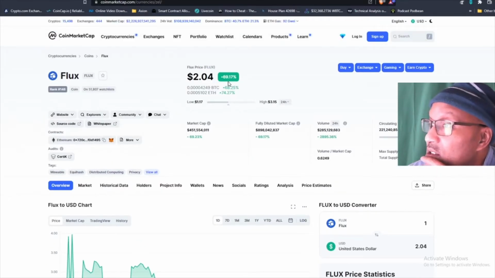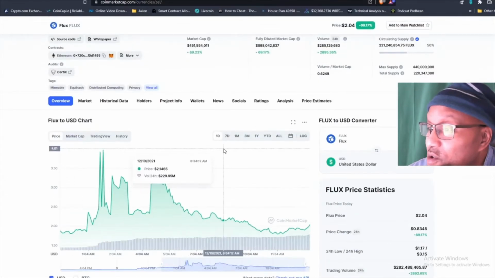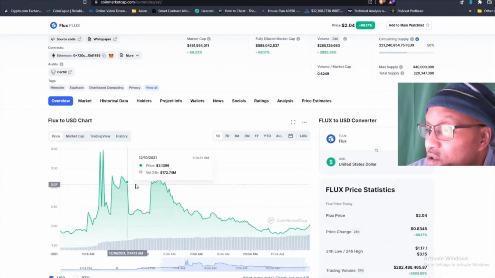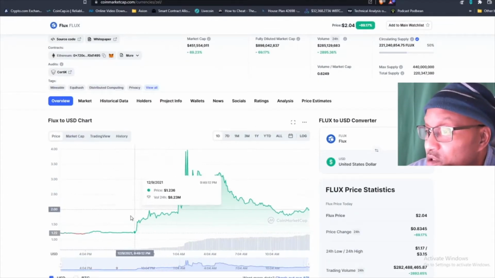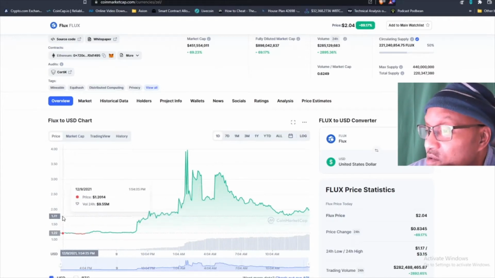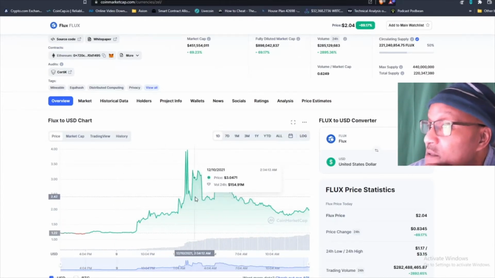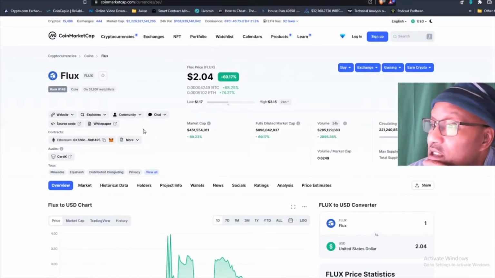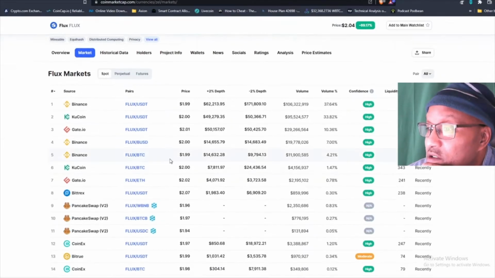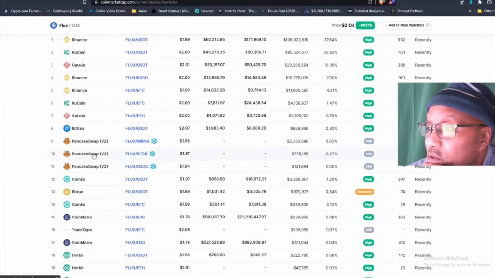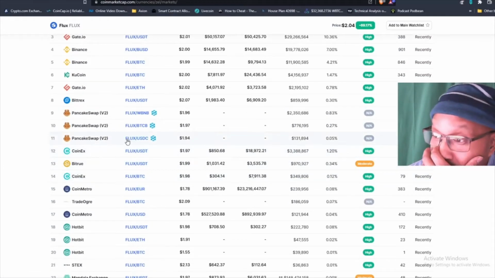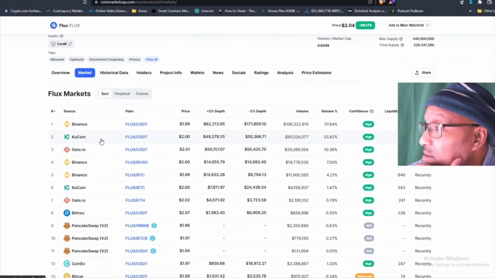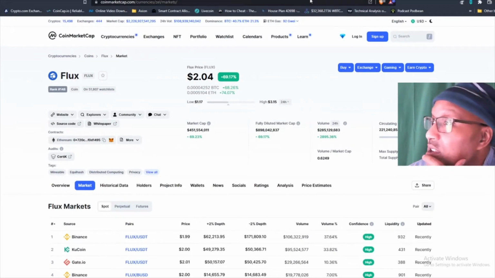Right now, it's up 69%, so you don't want to buy that right now. This thing was all the way down. Where was the lowest? Oh, it was down here, $1.23 for a while, and then it started spiking up. So this had a big influx right here. Historical data, you can see the markets right here. The markets on KuCoin, Binance. Oh, it's on PancakeSwap too, so you can get it on PancakeSwap. So there you go. You can buy it right there. But, you know, I wouldn't buy it right now. I definitely would not buy it right now.